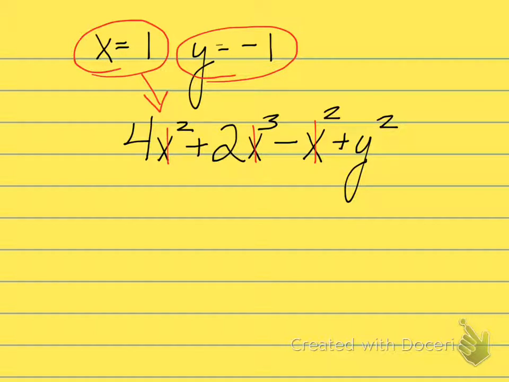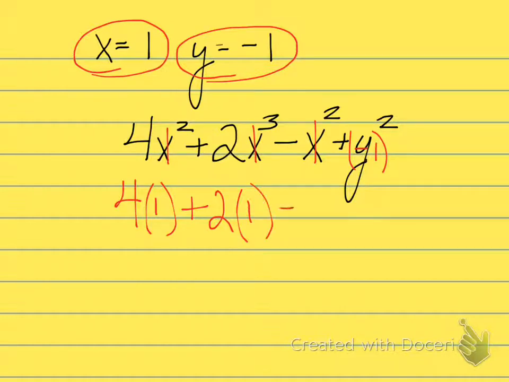So I just could not erase those 1s without erasing the X's, and I was lazy. So I've already evaluated here, except for my little y. And in this case, the little y would have been the negative 1, right? So let's just do that out. We had a 4 times 1 squared, which is 1, plus 2 times x cubed. And x was a 1, so it was 1 cubed. 1 cubed is 1. Then we minus a 1 squared. 1 squared is 1. And then we add a negative 1 squared. Negative 1 times negative 1 is 1, and so we're adding a 1.